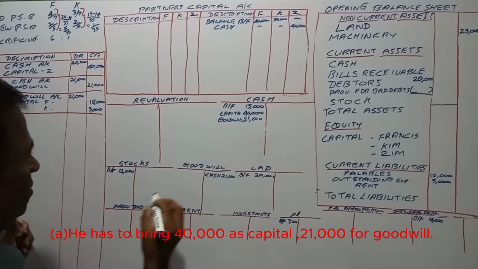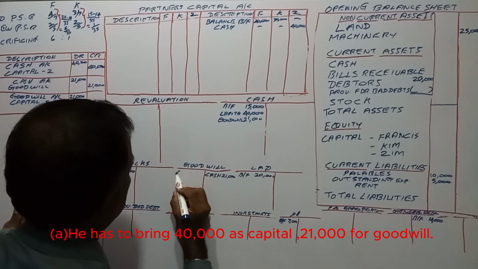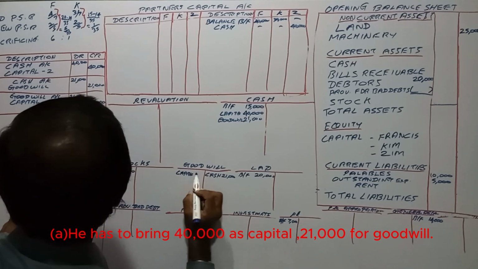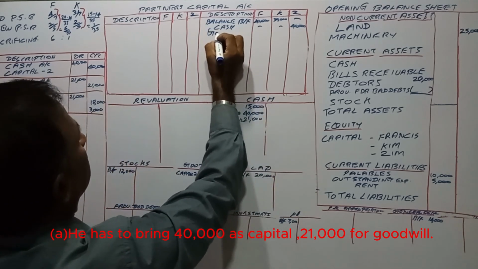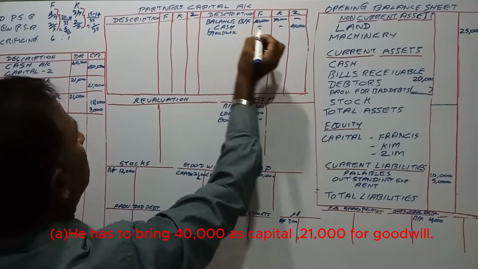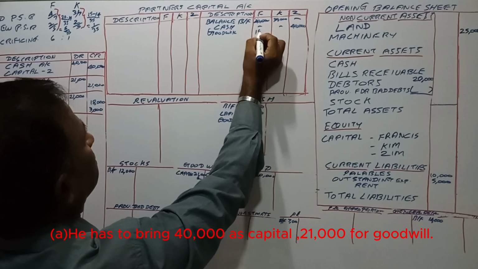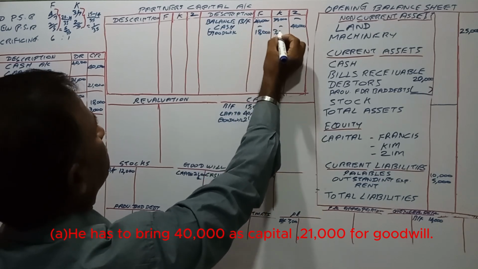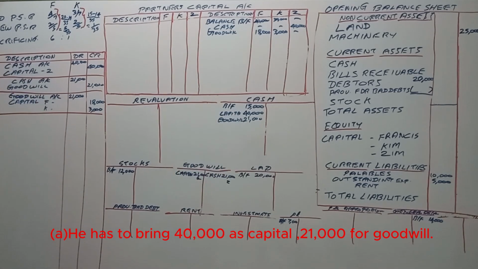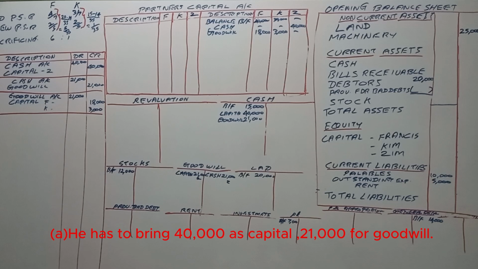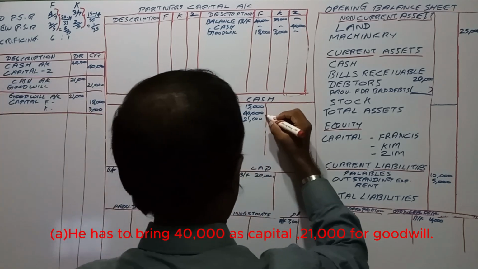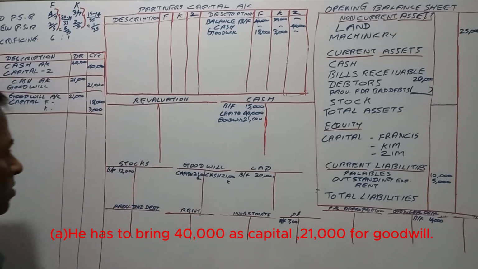Being goodwill distributed among all the partners. So here goodwill account debit 21,000, and capital accounts credit 18,000 and 3,000. Okay, so goodwill is over, capital and goodwill.